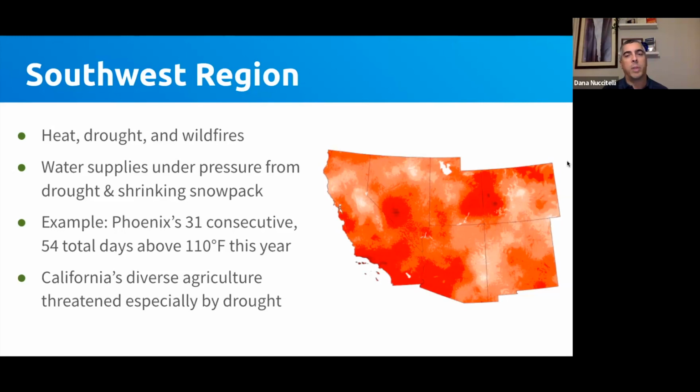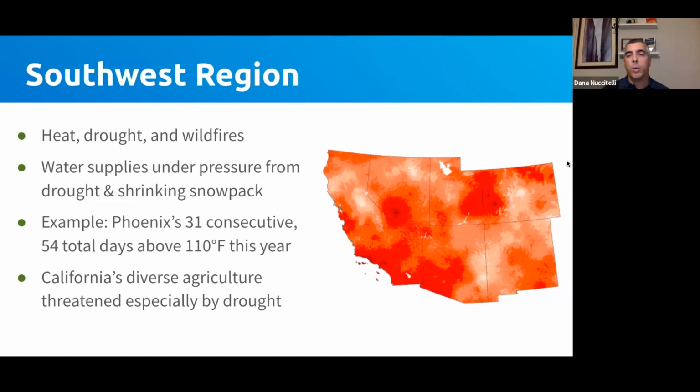Heat is also a big problem in the Southwest, of which we saw a very good example this year in Phoenix, which had 31 consecutive days and 54 total days this year above 110 degrees Fahrenheit. So very dangerous levels of heat that, again, we have to be prepared for in the future in more locations.